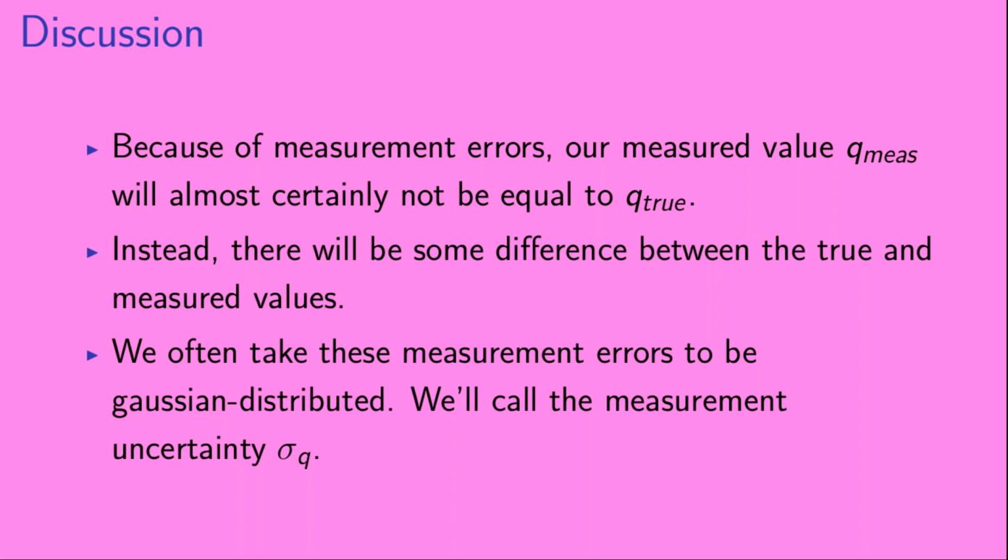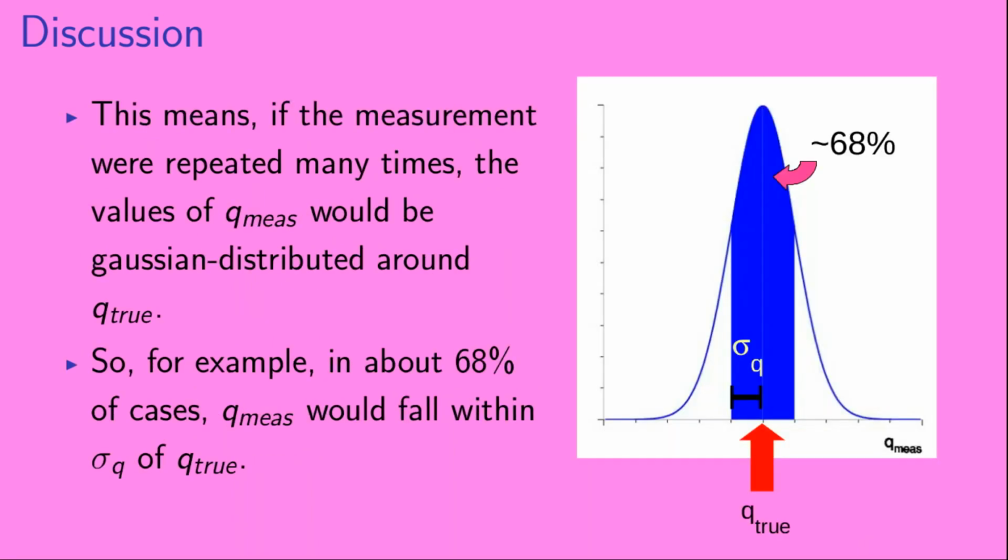We often take these measurement errors to be Gaussian distributed. We'll call the measurement uncertainty sigma Q. This means if the measurement were repeated many times, the values of Q measured would be Gaussian distributed around Q true. So, for example, in about 68% of cases, Q measured would fall within 1 sigma Q of Q true.